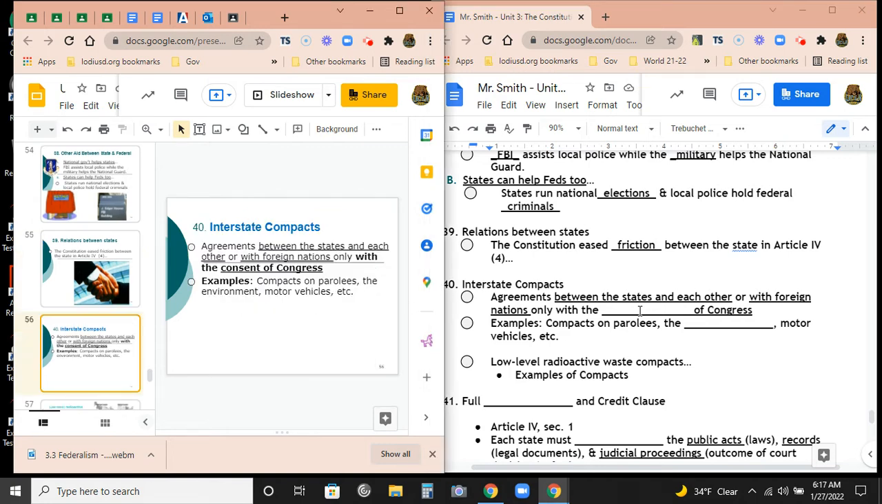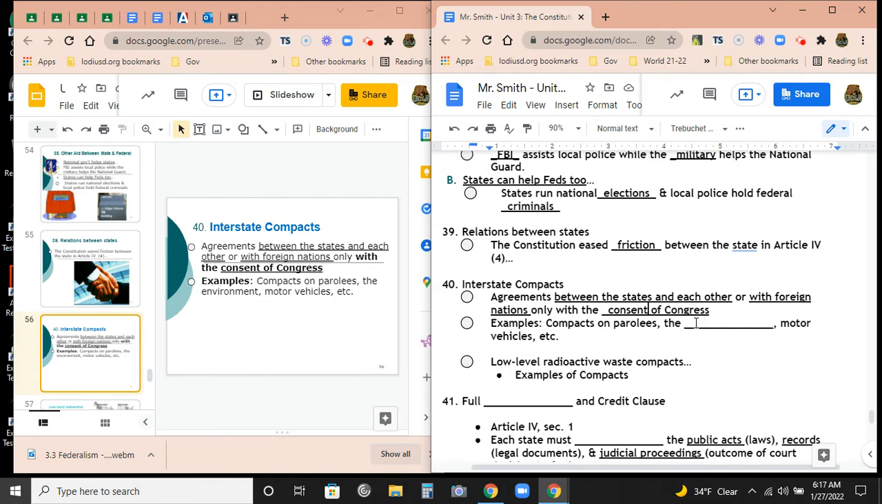And what you have are interstate compacts, which are agreements between the states and each other or with foreign nations. But it has to be with the consent of Congress. So again, the federal government is being put above the state and local government. Congress has to agree, whatever they're doing, at least as far as between states or foreign nations.